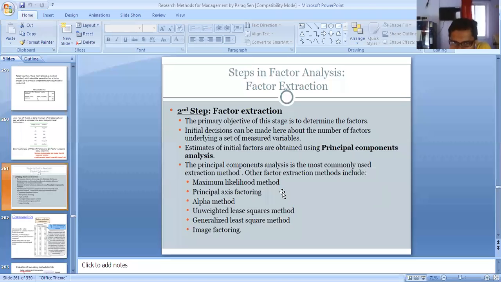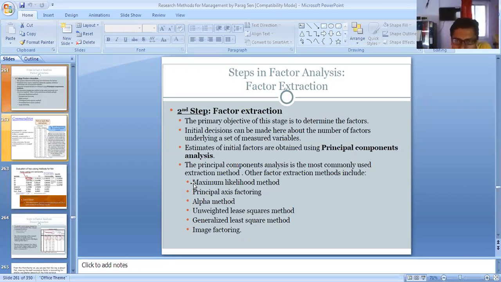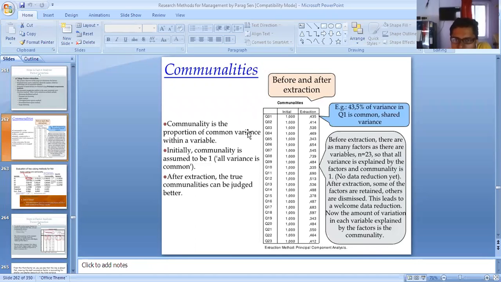Why? Because principal axis factoring is based on the common variance, or shared variance, whereas principal component analysis is based on the total variance. When you are extracting the factors, it will be based on the total variance, not on the common variance. So I would say you had better use the method of principal axis factoring. You will get this kind of table.